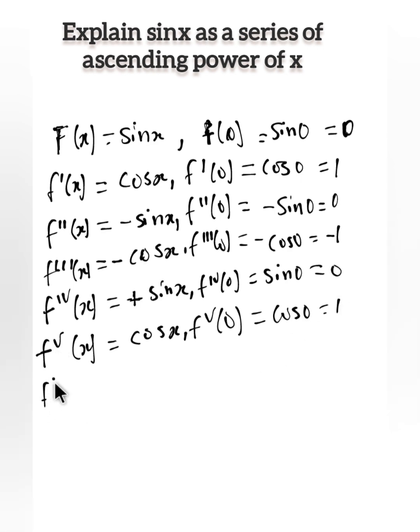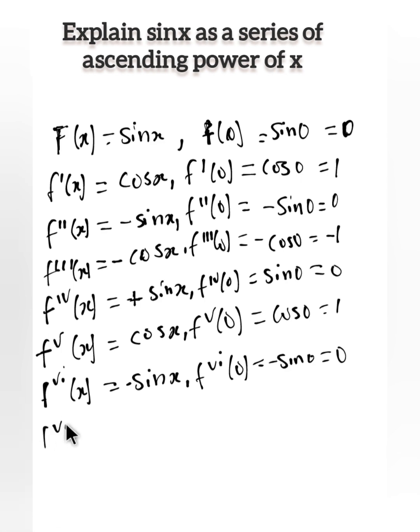The sixth derivative of x is equal to, differentiating cos x, minus sine x. So the sixth derivative at 0 will be equal to minus sine 0, which equals 0. The seventh derivative: if we differentiate minus sine x, the minus stays, and sine x gives cos x. So the seventh derivative at 0 is equal to minus cos 0, and that is minus 1. And the list keeps on going. If you want to solve for more terms, of course you can.